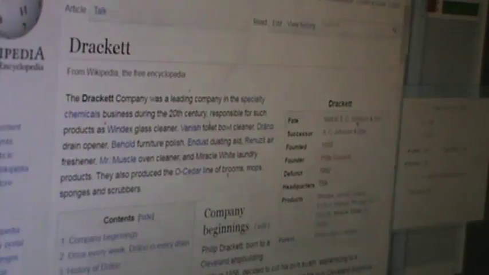And people forget that even though the companies have come and gone, they contribute so much to the growth of all the industry, like Windex. A lot of these are plus one words. Windex, Vanish, Drano. I don't know if these products are still around or not. Behold is a famous plus one word.